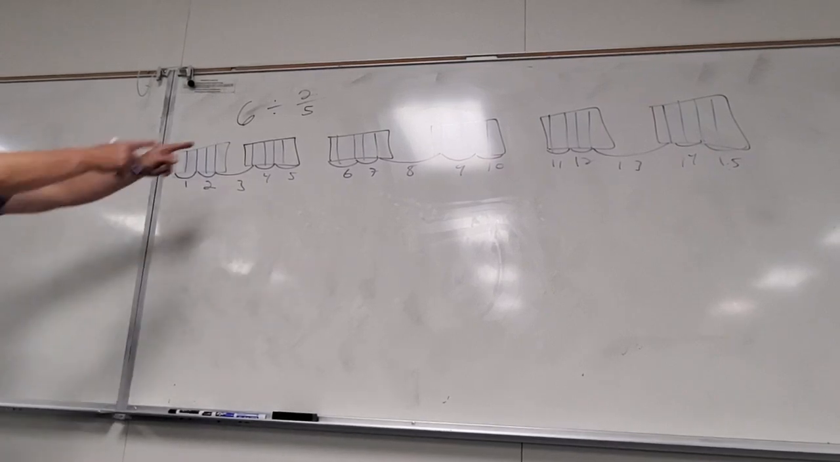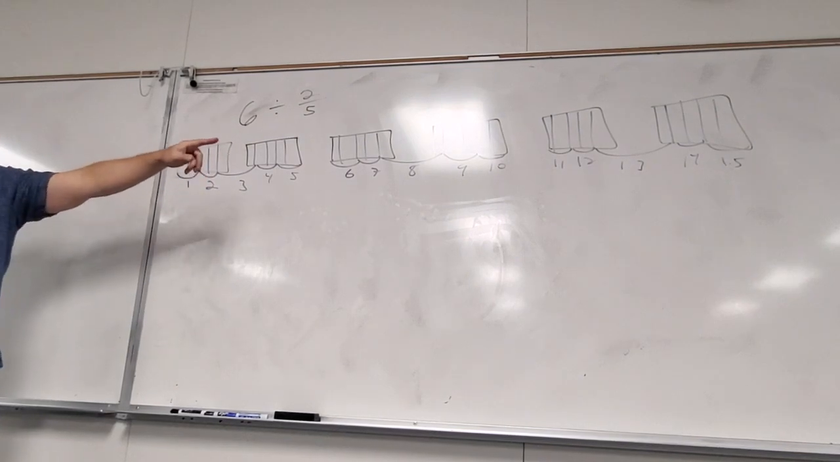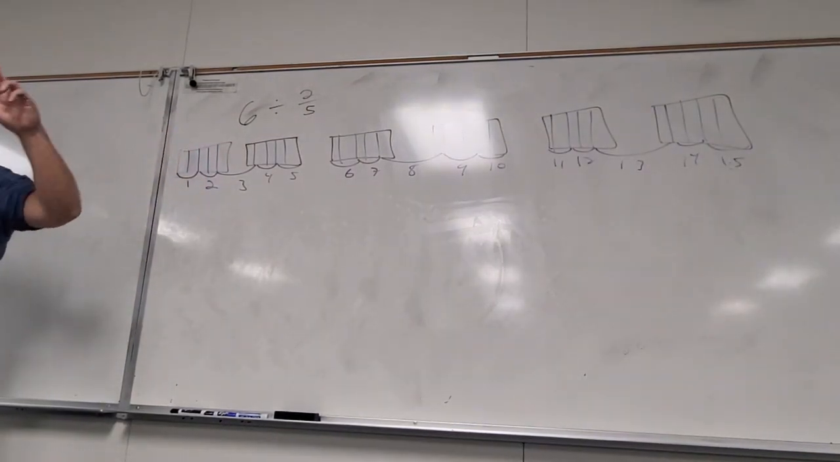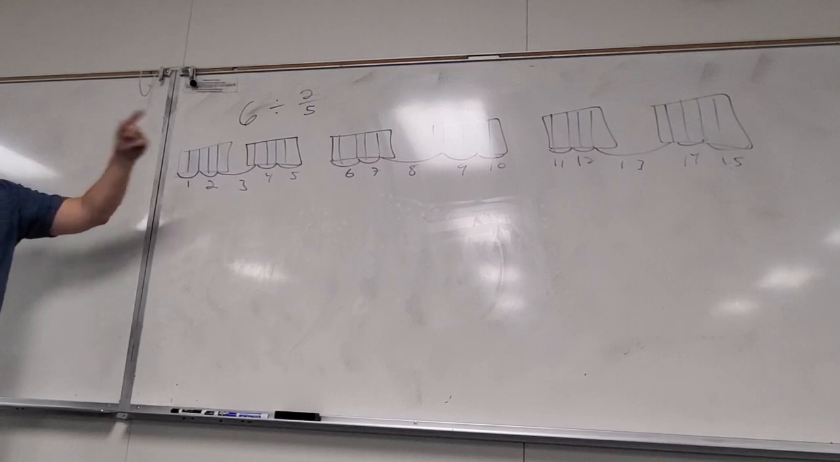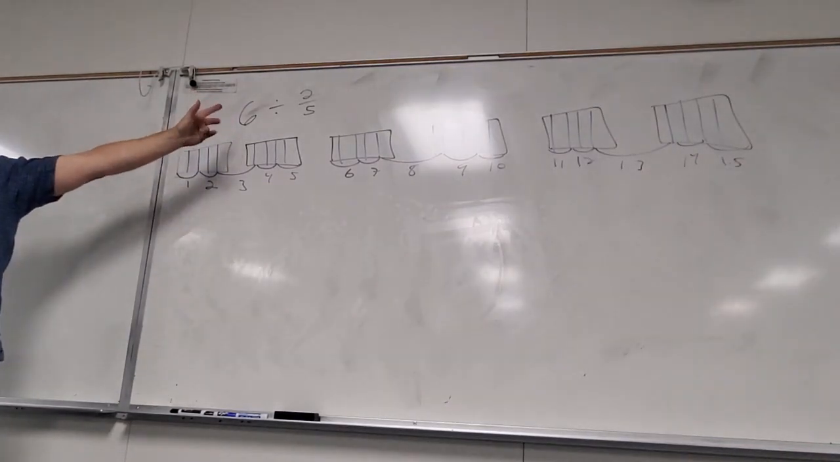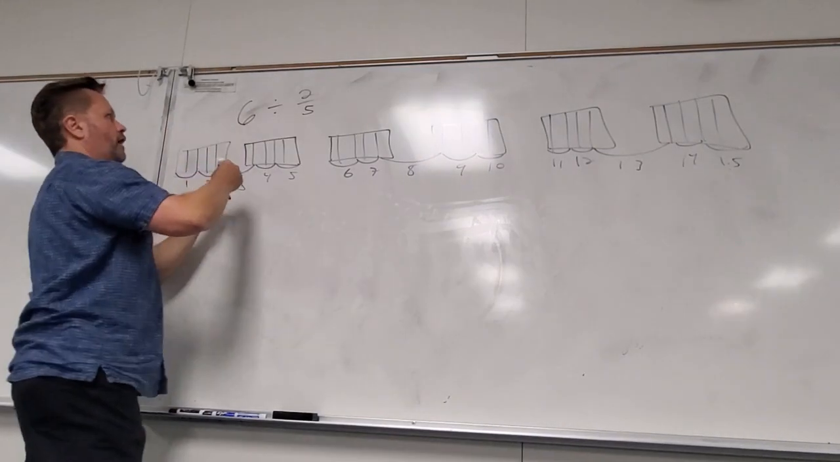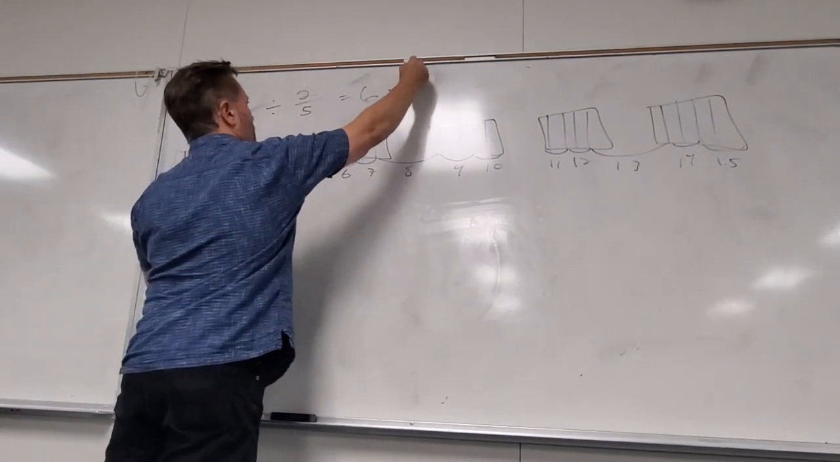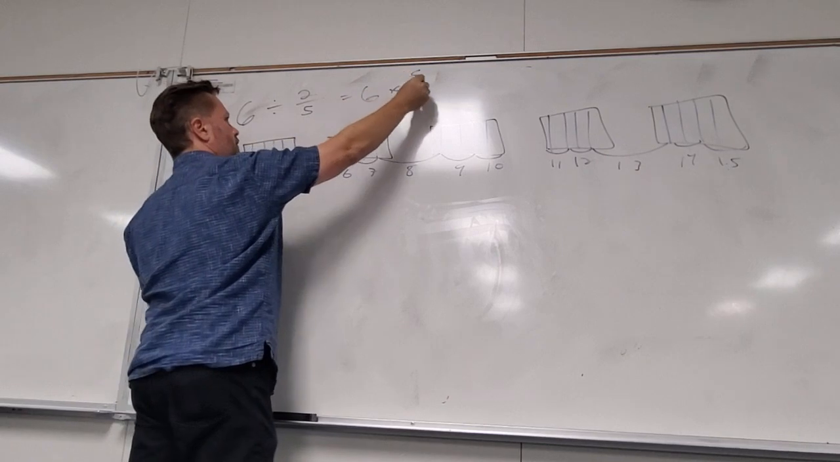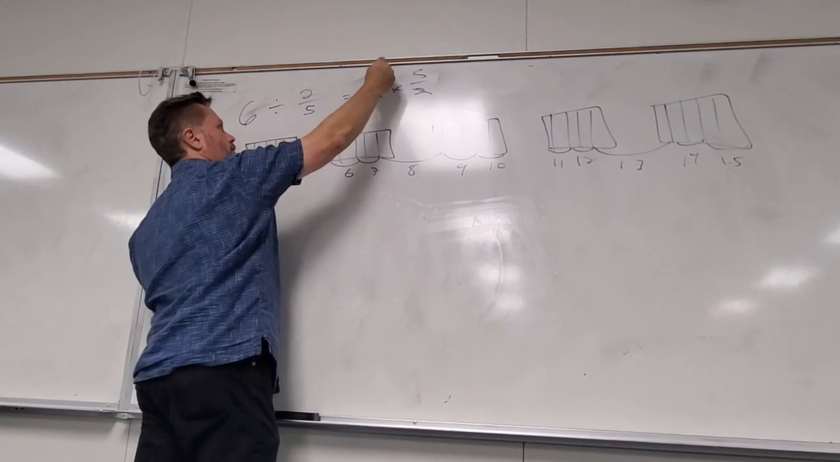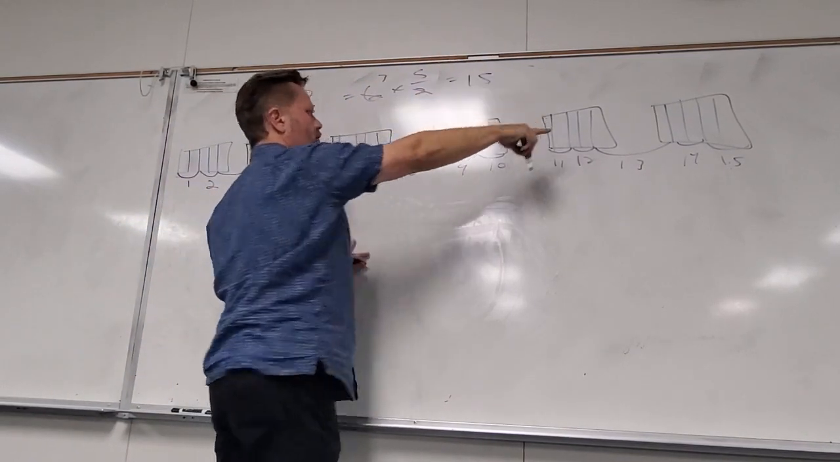So how do you check this? Is that the right answer? Did I get the right answer? And of course, how do you do this mathematically? What would you do? How do you divide fractions? You multiply by the reciprocal. 2 goes into 6 three times, 3 times 5, 15. Crazy sauce.